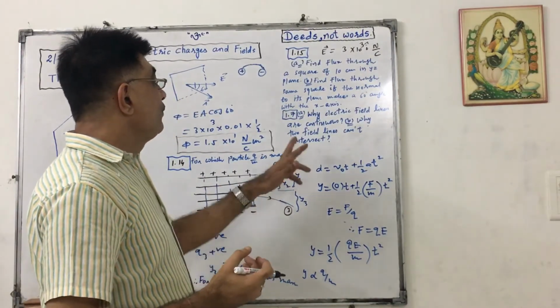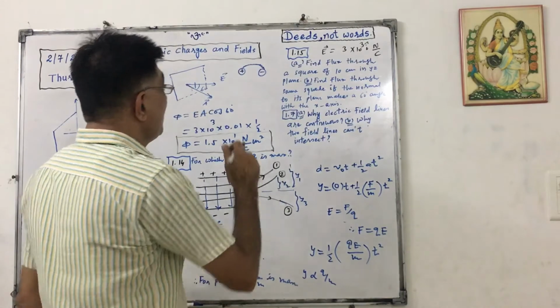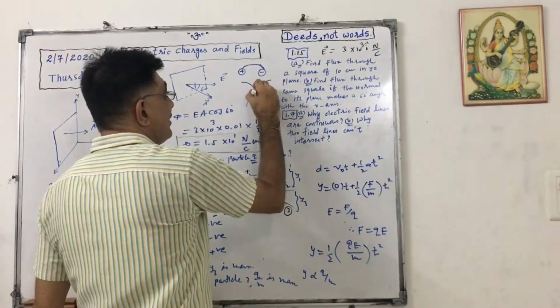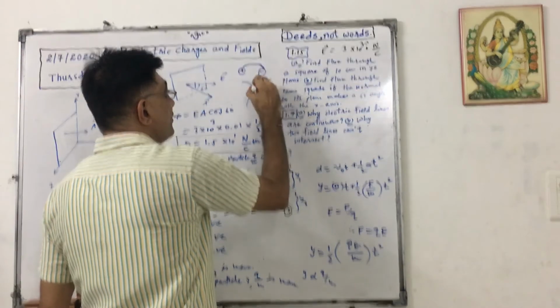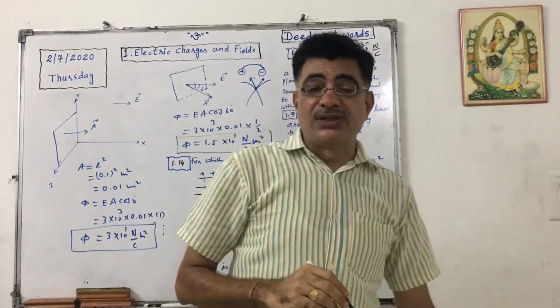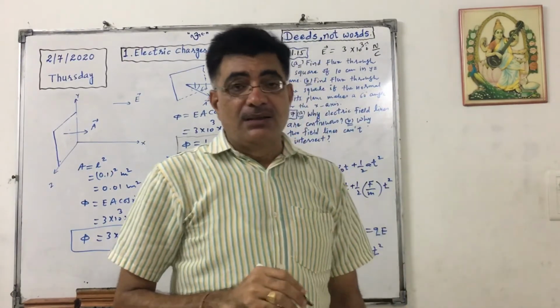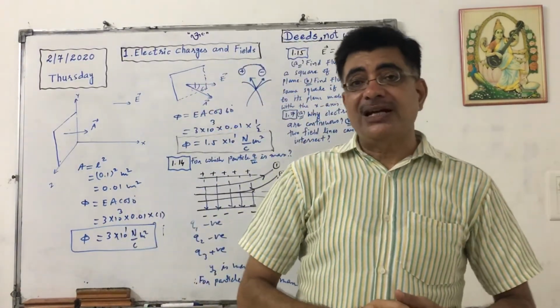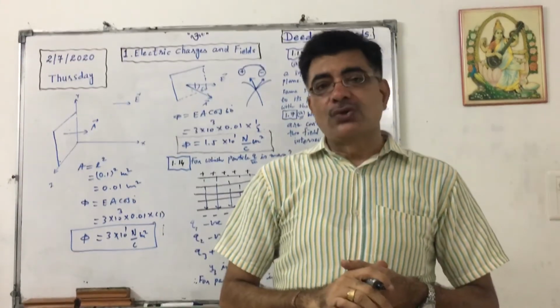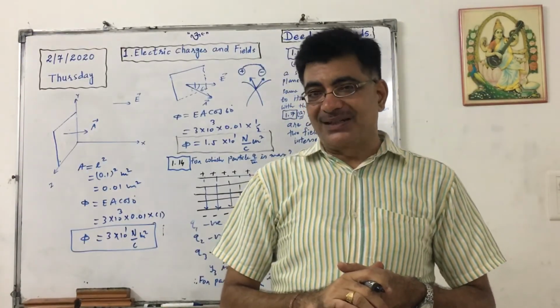Next, why can two field lines not intersect? Because if two field lines intersect, what will happen? We will get tangents in two different directions. The tangent shows the direction of the electric field, but at a given point we cannot have the electric field in two different directions. So two field lines can never intersect.